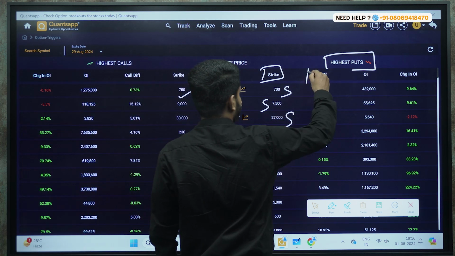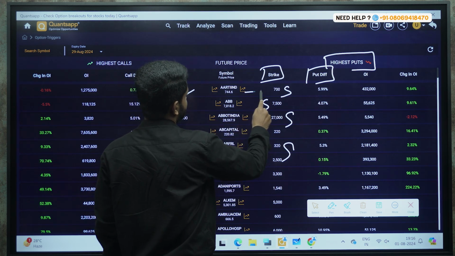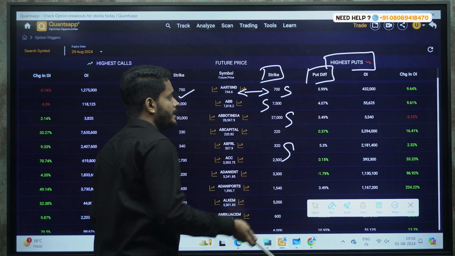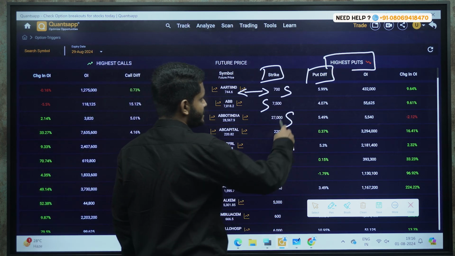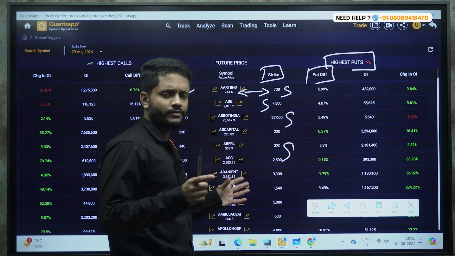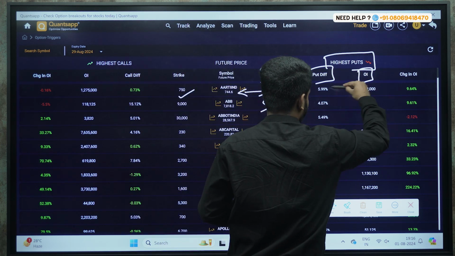Again, put difference: how far the stock is from its support level. Say Aarti Industries is trading at 744. In percentage terms, Aarti Industries is 5.99% away from its support. So how far the stock is away from its support is reflected in percentage terms. Again, OI is self-explanatory. Correct?